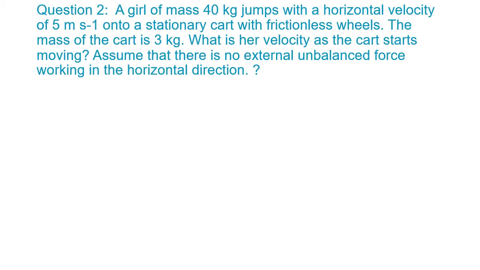Example 2, let us see. A girl of mass 40 kg jumps with a horizontal velocity 5 meter per second onto a stationary cart. So what is there? There is a stationary cart. There is a girl whose mass is 40 kg. She is running with a speed of 5 meter per second and jumping onto this cart which is at rest. The mass of the cart is 3 kg.